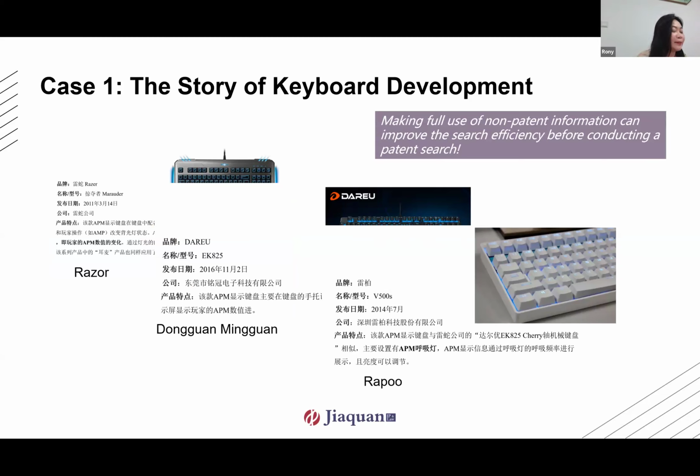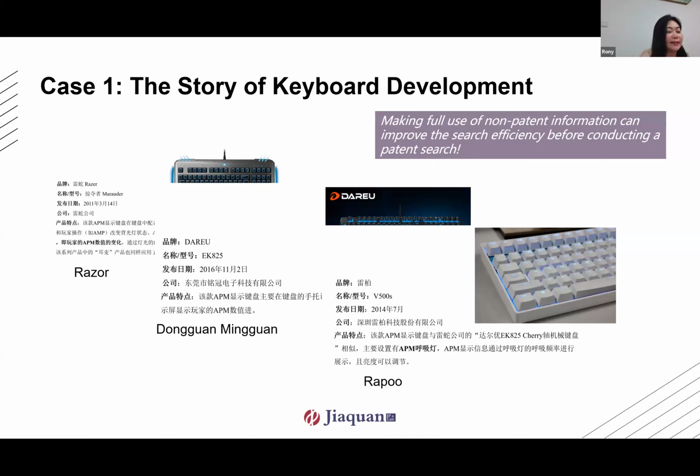So before starting the patent search, we first conducted a market survey on products. Through our search, we found there were at least 3 products on the market that could display the APM value on the keyboard in some way. For example, the first one, the well-known company Razer has a product that can display changes in a player's APM value through an APM lighting system. It shows different colors of lights to do this.